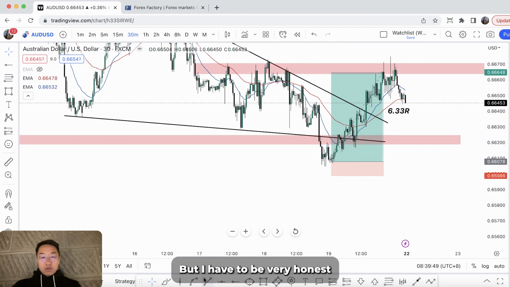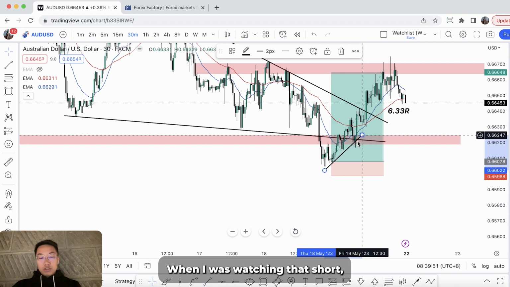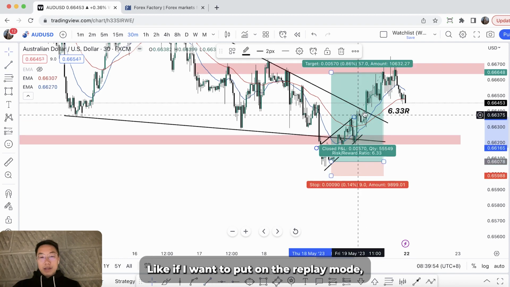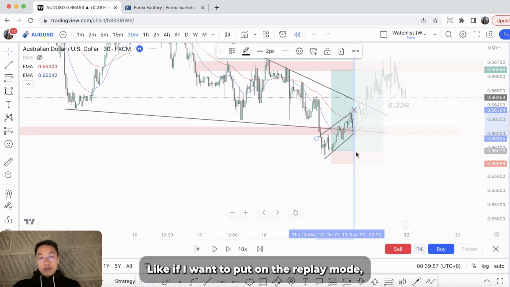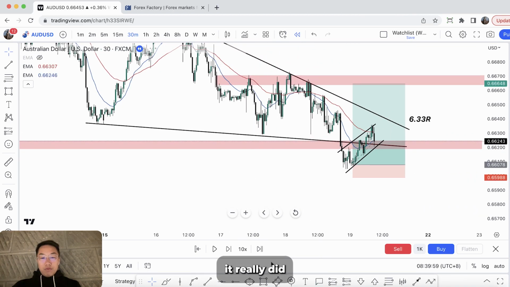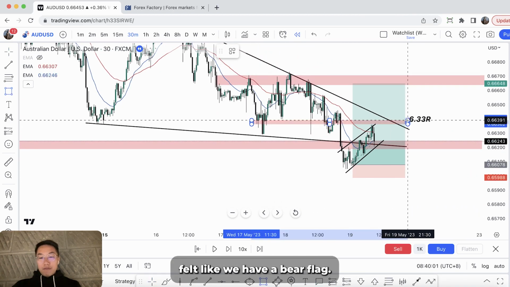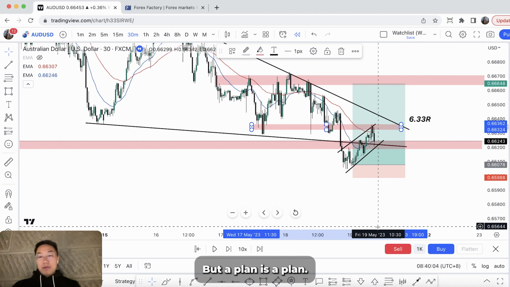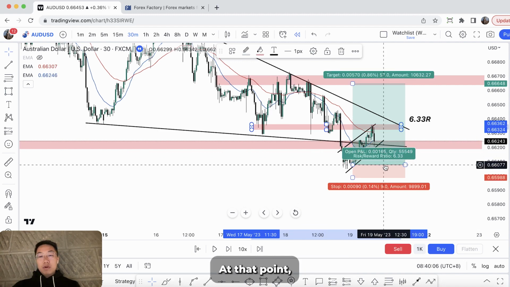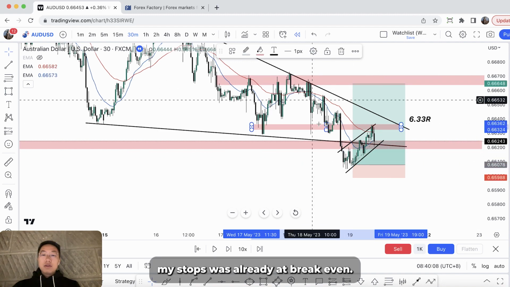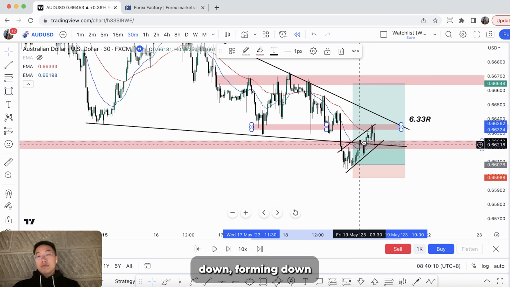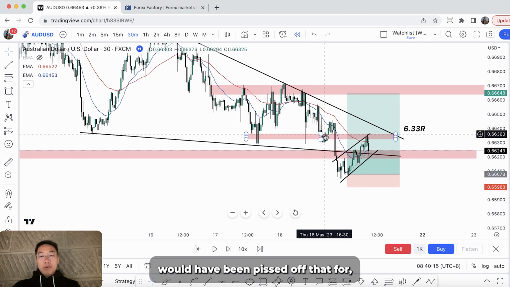But I have to be very honest with all of you, when I was watching the chart, it felt like we had a bear flag here. If I put on the replay mode, you can see it really did feel like we had a bear flag. But a plan is a plan. I have to hold on to the position. At that point, my stop was already at break even. So if it really did reverse all the way down, forming a real bear flag there, then I would have been stopped out for a PP.